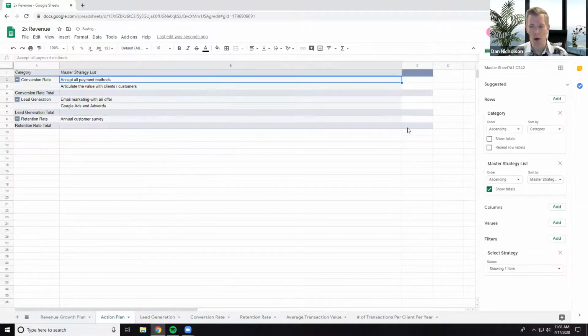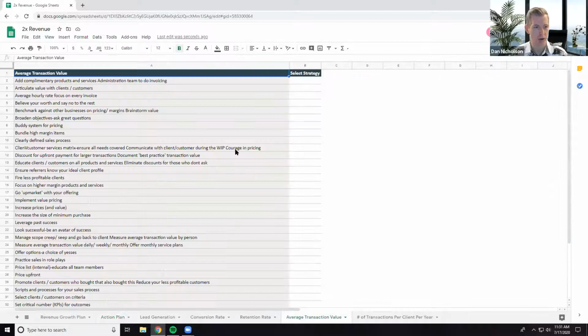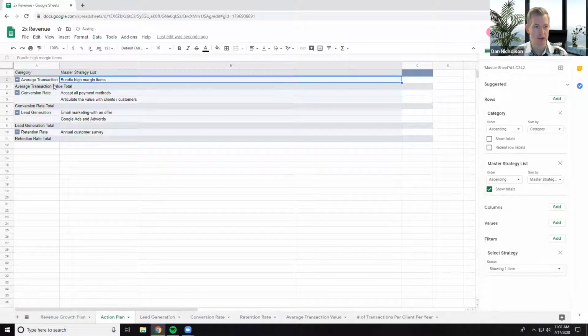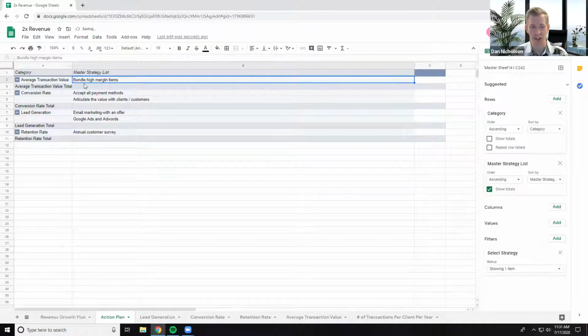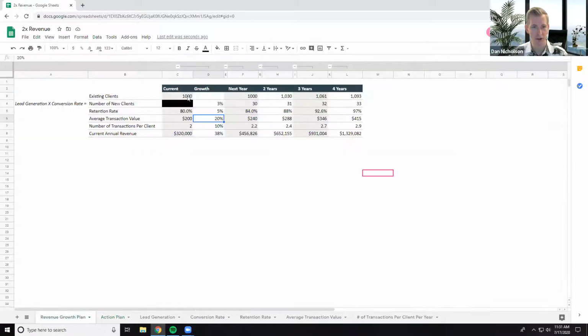And as you work through this and you select them, this is building out your action plan. So if I come over here and I go bundle high margin items, and I come back to my action plan, you'll see that it's been added to your list. Okay, so the idea is we're going to compile current data, we're going to assign the percentages, knowing that it needs to add up to 38% if we want it to double every 2 years.